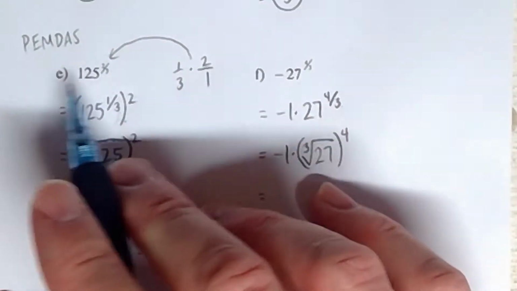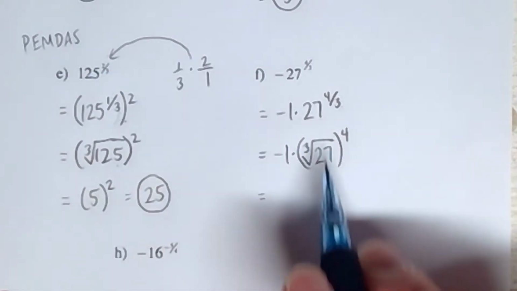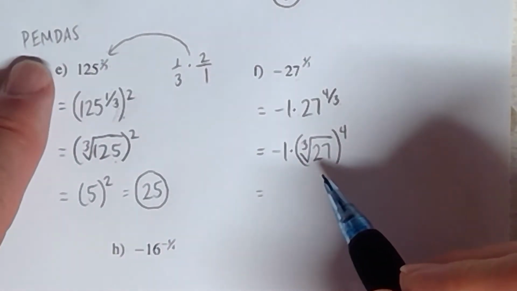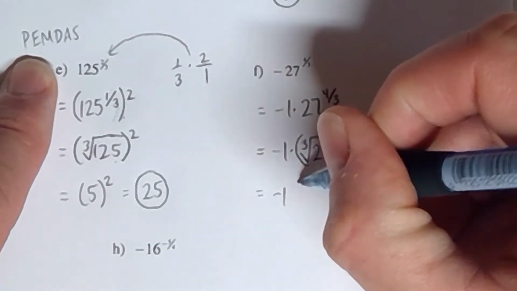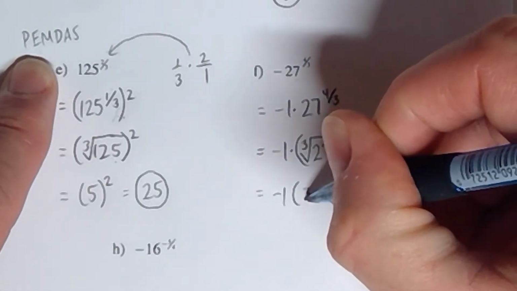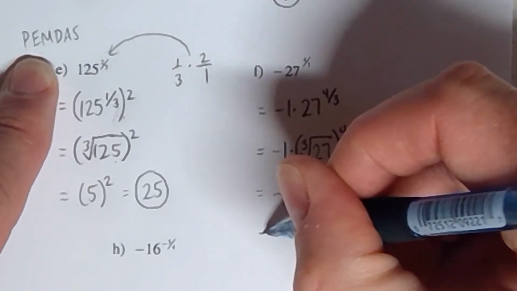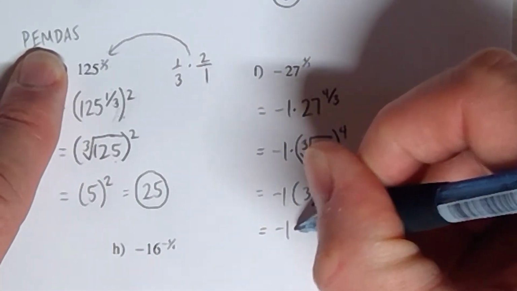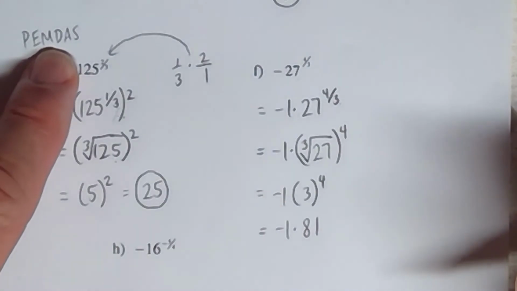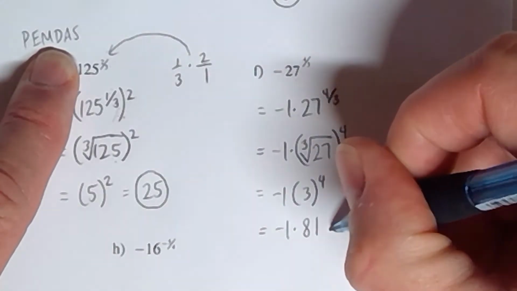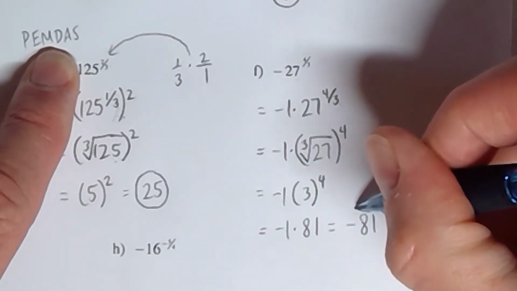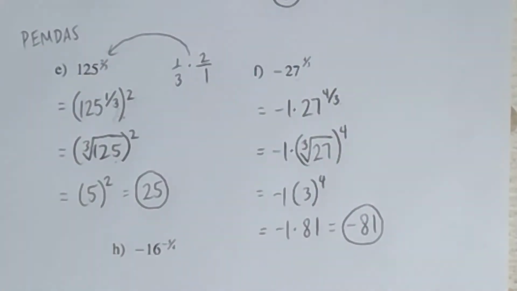Now again, going back to PEMDAS, order of operations, now that I've done my radical notation, it's time to do order of operations. We do parentheses first. Cube root of 27 is 3. After that, we do exponents. 3 to the 4th is 81. And then after that, we do multiplication, right? PEM: parentheses, exponents, multiplication. Final answer, negative 81. Okay?